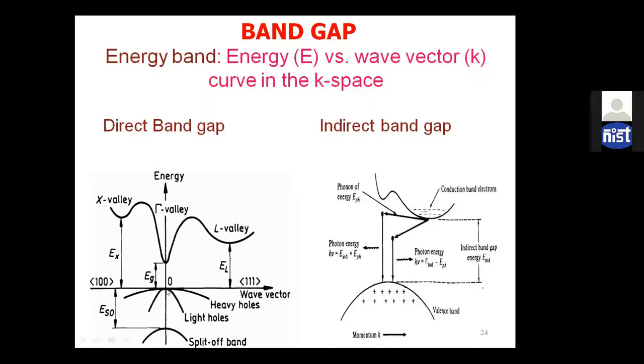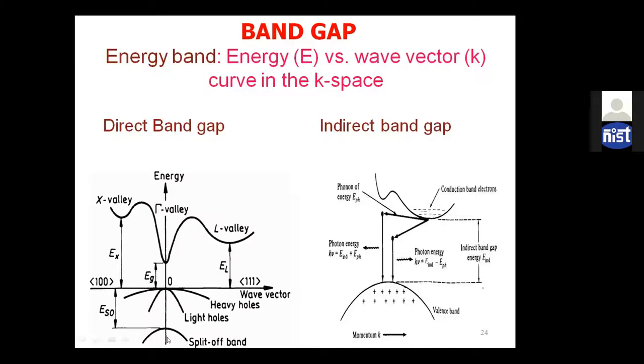Whereas this one is more curved. As it is more curved, d square E by dk square is very large. So the effective mass, 1 by m, will be small. Therefore, the hole present here has a very small mass, and that is called the light hole. And there is also another splitting of the valence band, with an energy gap E_SO, the spin-orbit splitting energy of the band.